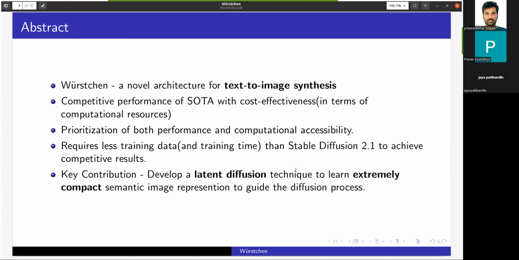All right. To begin with, Würstchen is a very new architecture for text-to-image synthesis, which aims to beat the current performance of state-of-the-art architectures with cost effectiveness. That is, in terms of the compute power that is used to train the model. It prioritizes both performance as well as computational accessibility. That is, it offers better performance than state-of-the-art architecture such as Stable Diffusion, and with very light computational cost that goes in training the model.